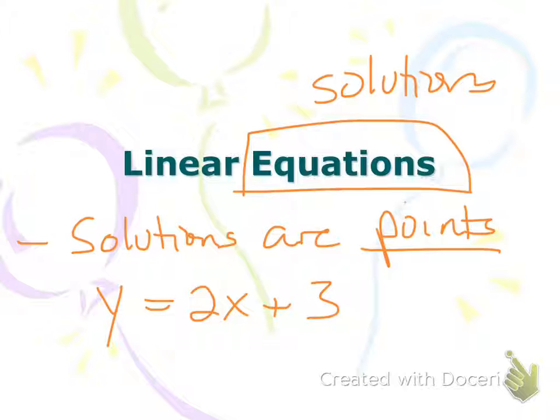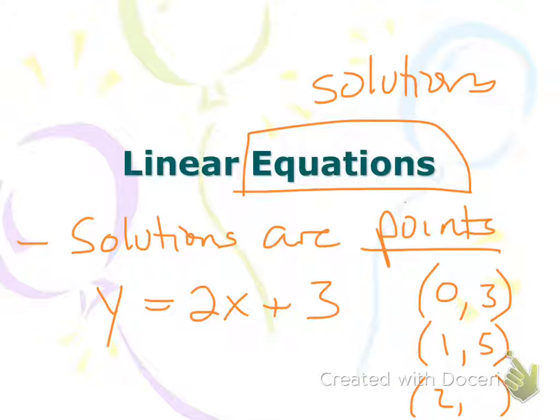somebody give me a solution to this linear equation. Crickets. Who's got the cricket sound handy? (0, 3) is a solution. Good, Garrett. Garrett's in fuego today. What else? (1, 5). Now we're rolling. What else? (2, 7).